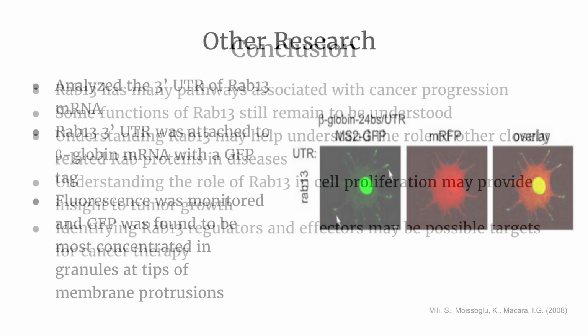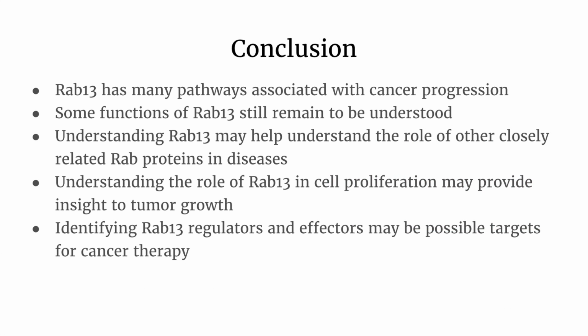Rab13 in membrane protrusions. As seen, Rab proteins play a major role in vesicle trafficking and the progression of many forms of cancers, though their functions in these cancer pathways remain to be fully understood. Targeting Rab13 regulators and effectors may prove to be useful for future cancer therapies.